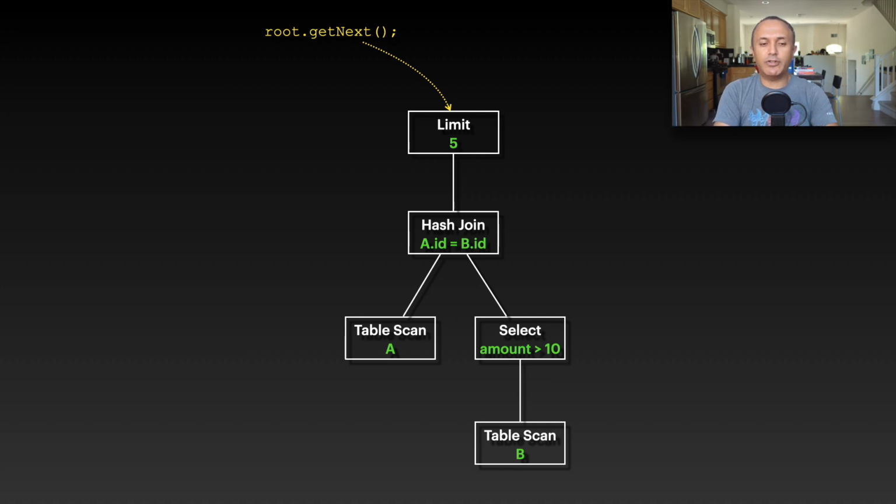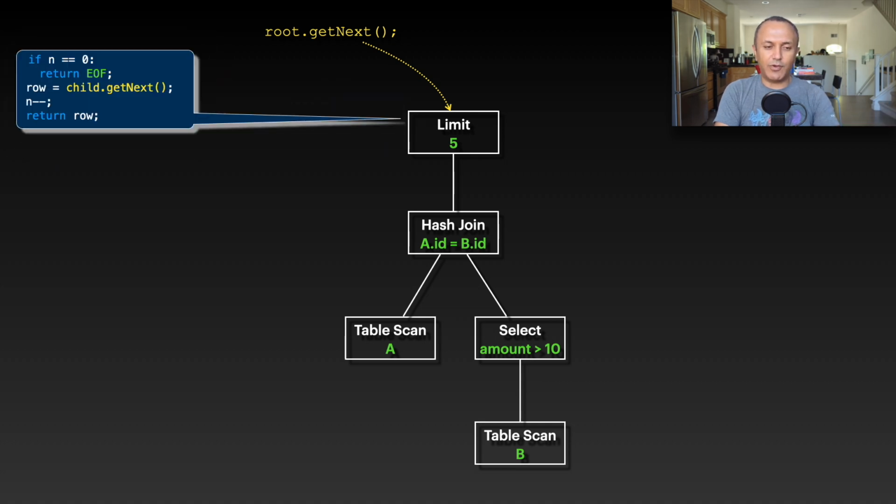So what happens when you call getNext on the root? The root is a limit node. So this is the code that we have.